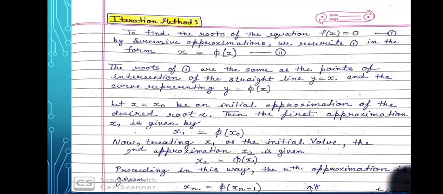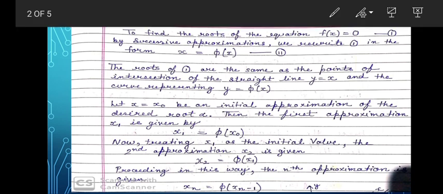To find the roots of the equation f(x) equal to 0 by successive approximation, we rewrite equation 1. Here equation 1 is f(x) equal to 0. We will rewrite it as x equal to phi(x). When I take one example, you will understand more properly why I have written x equal to phi(x).